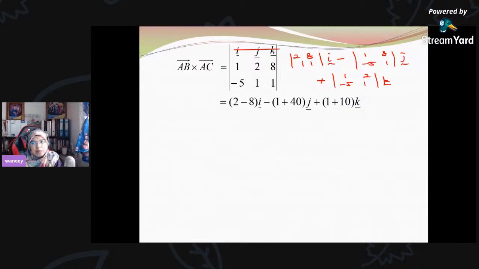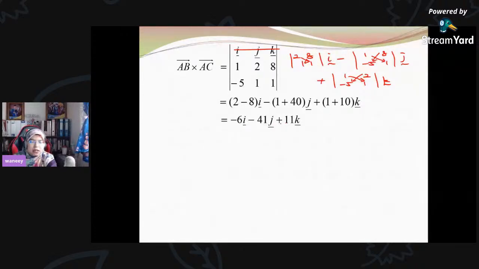So AD minus BC. A times D, 2 times 1 is 2, minus 8. Then 1 plus 40. And then 1 plus 10. So we get 2 minus 8 I, minus 1 plus 40 J, plus 1 plus 10 K. So the value of AB cross AC is equal to negative 6I, negative 41J plus 11K. So I already have AB cross AC.